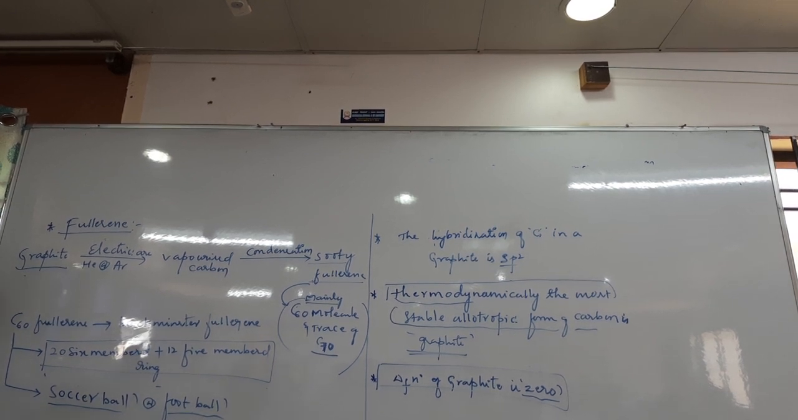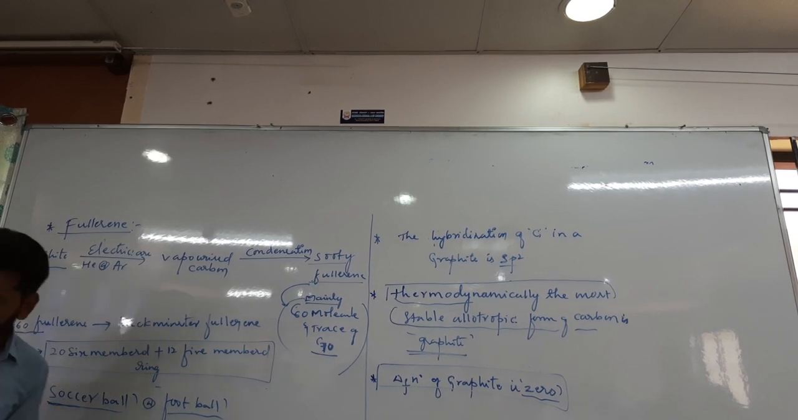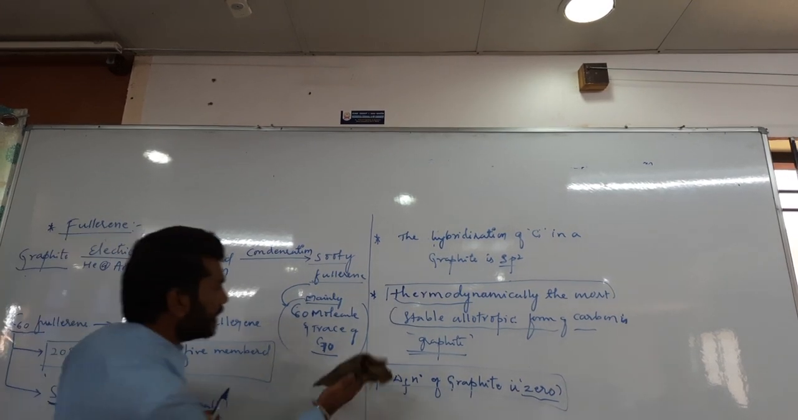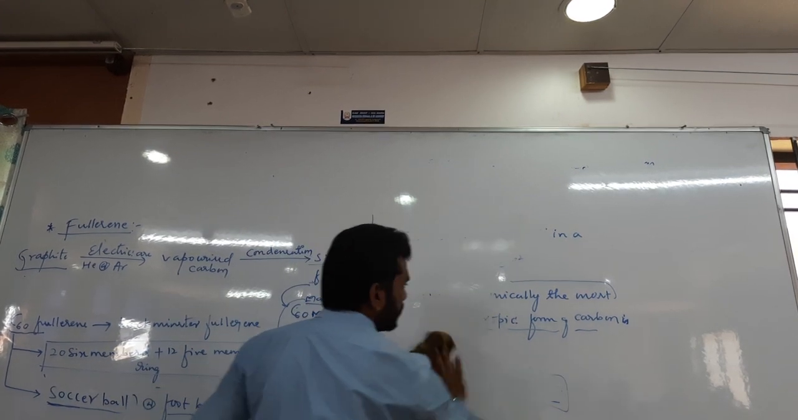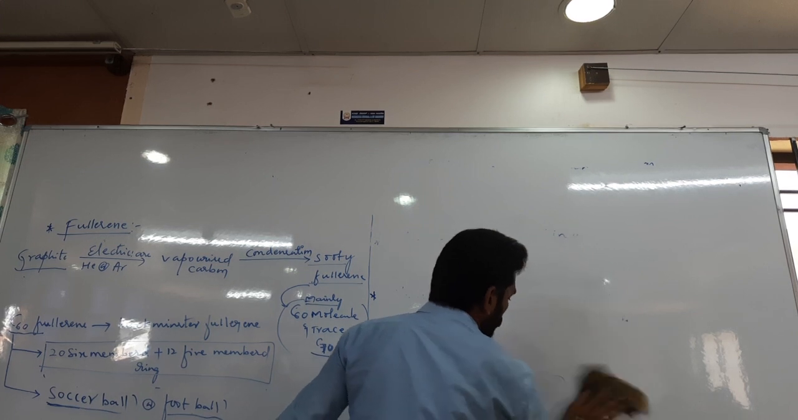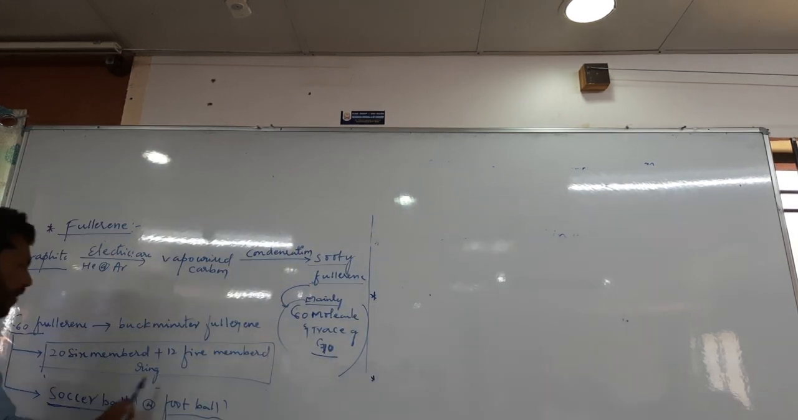So that C60 fullerene, which we called a soccer ball or football, by the way, and in the case of C60 fullerene we have 20 six-membered rings and 12 five-membered rings here.